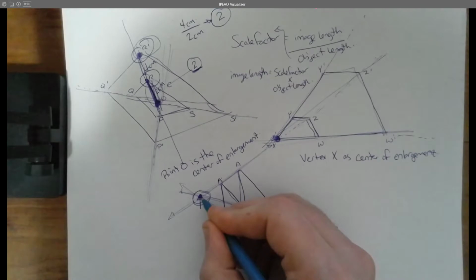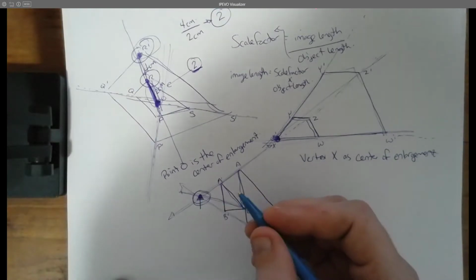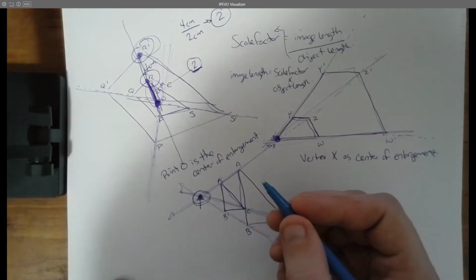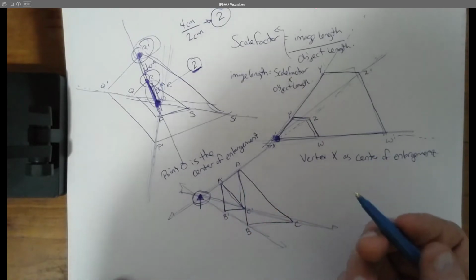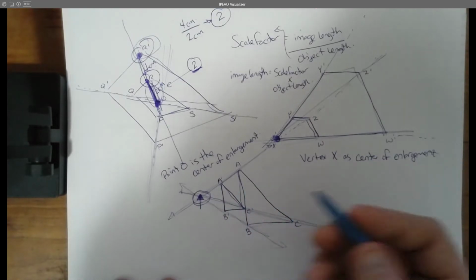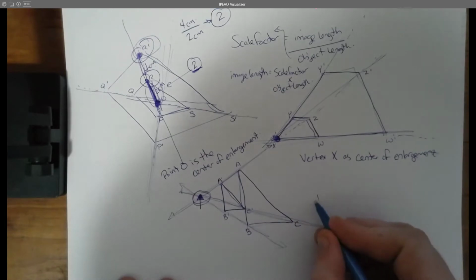of origin, or the point at which they are going to be enlarged from. And so this is the special point that we're looking for. We could call it whatever we want, but this is the center of enlargement through which things are enlarged, or in this case reduced. This might be a scale factor of 1/2.